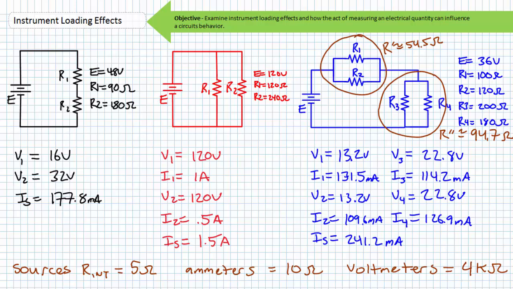Now let's consider these same three circuits when we take into account non-ideal conditions, sources, and instruments. For the purposes of this exercise, let's say we're really slumming and all the sources have 5 ohms internal resistance, and any ammeter used to measure current has 10 ohms of internal resistance, and any voltmeter used to measure voltage has 4 kiloohms of internal resistance. These instruments are not intended for accurate measurements, but rather purposely selected to present some reasonably challenging circuit analysis scenarios.